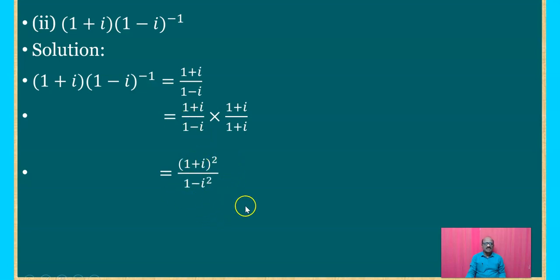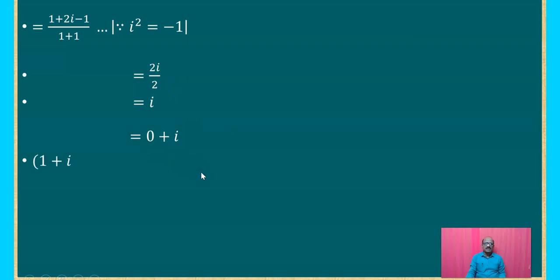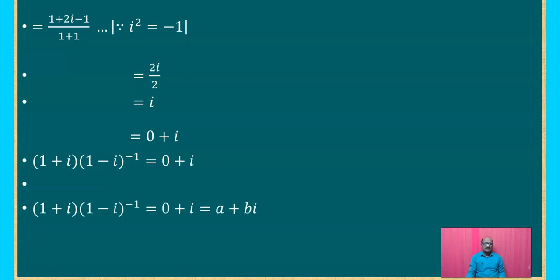Now (1 plus i) squared is 1 plus 2i plus i squared. In the denominator, 1 plus 1 is 2, and i squared is minus 1, so 1 minus 1 gets cancelled. Therefore 2i upon 2, you will get i. Therefore 0 plus i. So the expression (1 plus i)(1 minus i) to the power minus 1 is equal to 0 plus i, and therefore the real part a is 0 and the imaginary part b is 1.